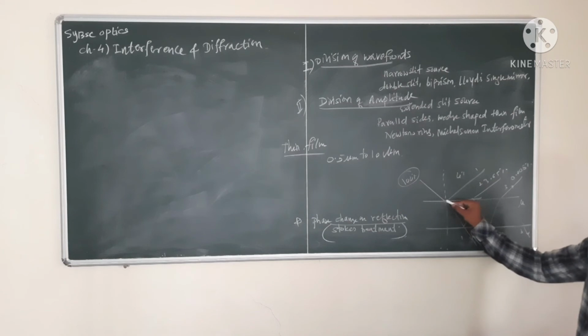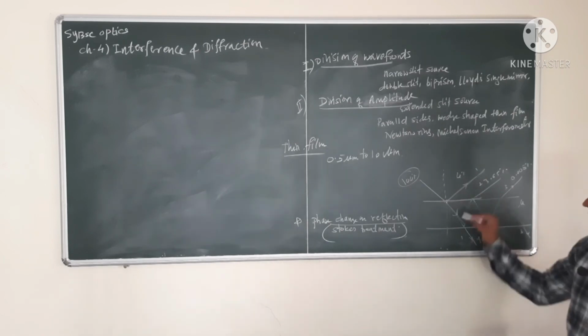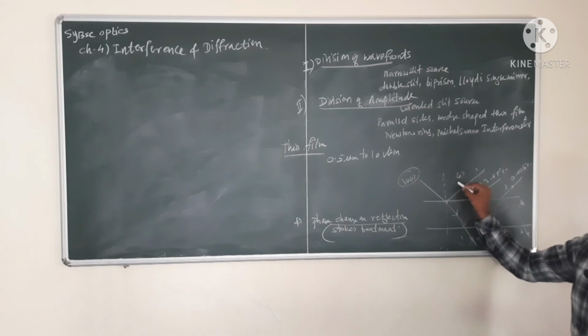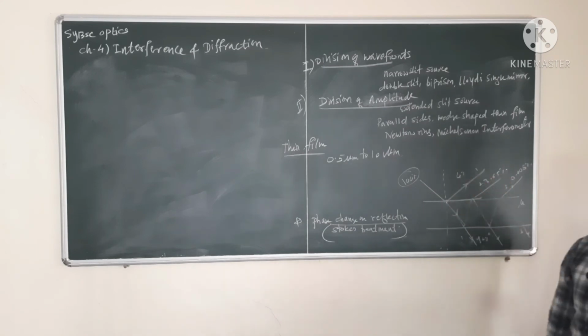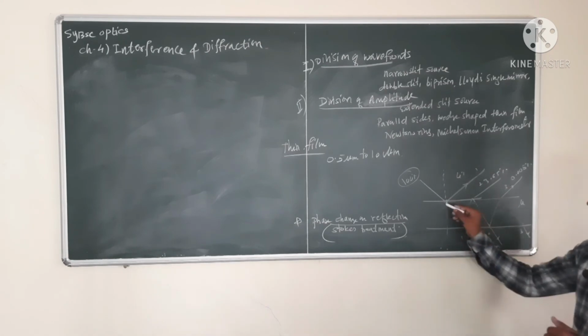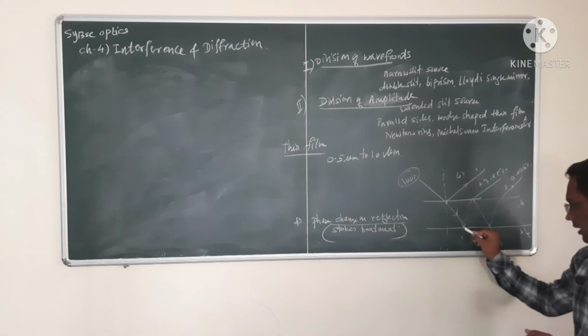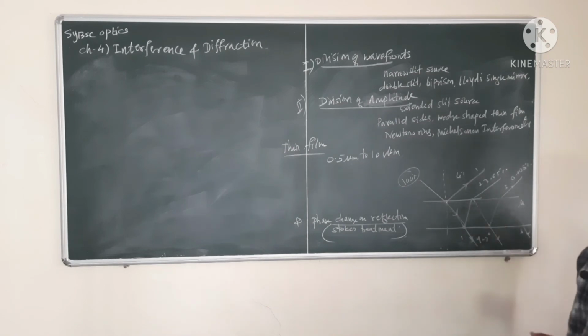At this point it is partly reflected and partly refracted. So this is reflected and this is refracted. Out of 100%, only 4% intensity of light is reflected, and the refracted light in this thin film is again partly refracted and partly reflected at this point.